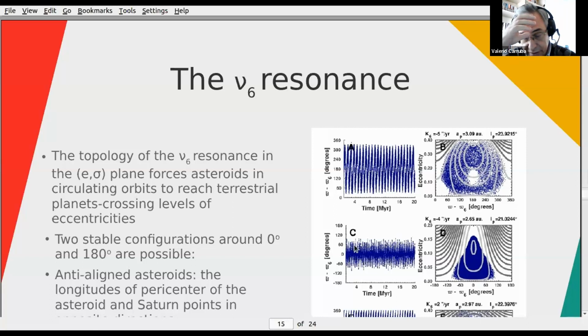And then you have objects that are not in resonance. For these objects, the resonant argument will go from 0 to 360 degrees and cover all the possible range of values.